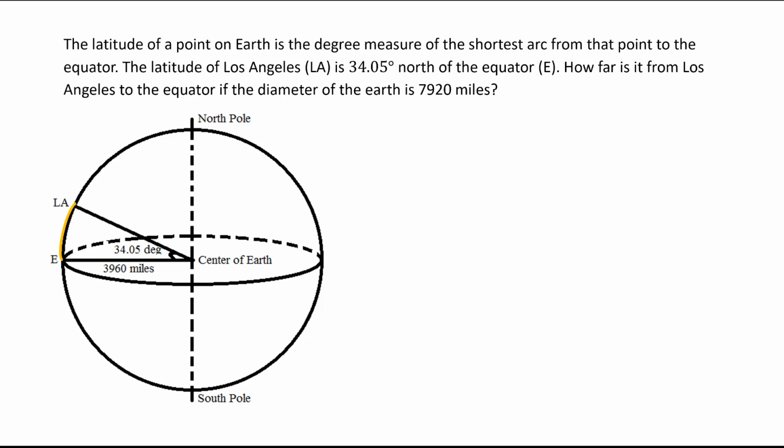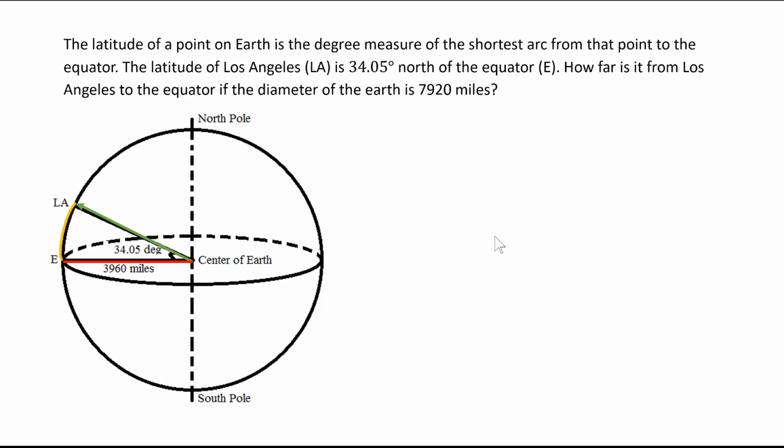And the question is, how far is it from Los Angeles to the equator if the diameter of the Earth is 7,920 miles? All right, so it's telling you that the diameter of the Earth is 7,920 miles, which means that the radius is going to be half of that, which is 3,960 miles. And then you have that other ray on the angle that's going up to LA. And so what you're wanting to do is find that arc length, that yellow arc length.